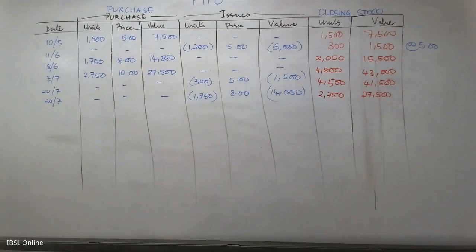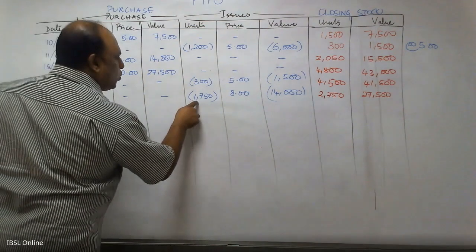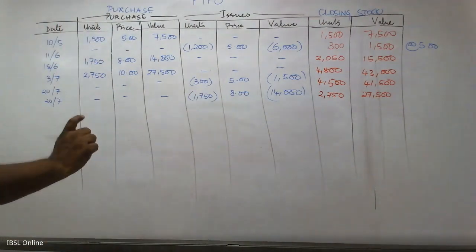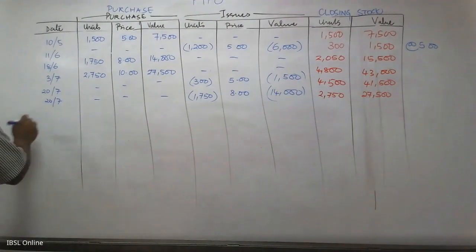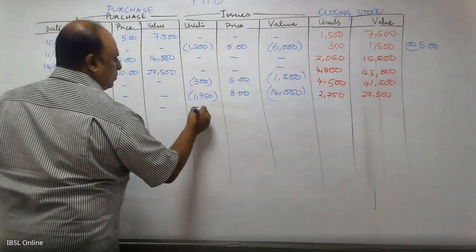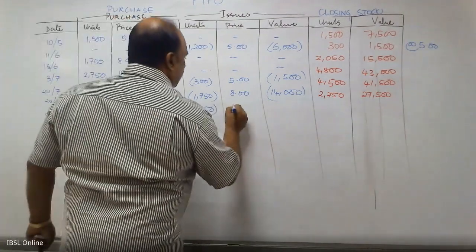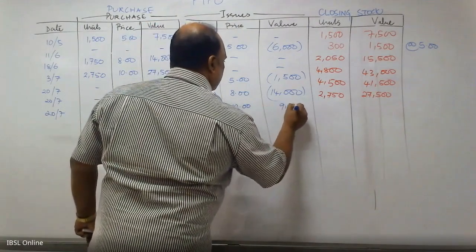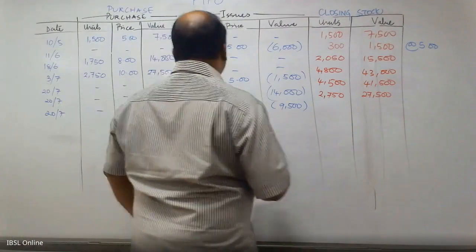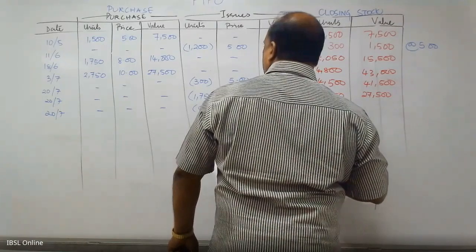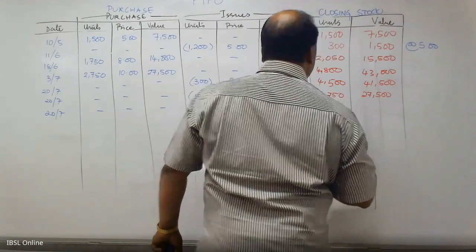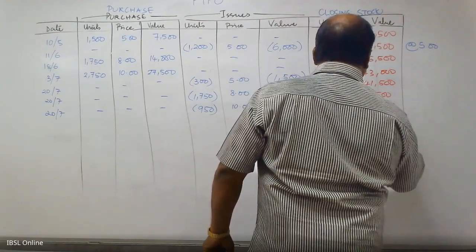Okay. So now what has happened? On 20th July, I am required to issue 3,000 units. Now I have only issued 1,750 plus 300, which is 2,050 units. So I need to issue another 950 units, which will go out from this, and that will be at 10 rupees. So when 950 units go, 1,800 remain, and it will be 18,000.